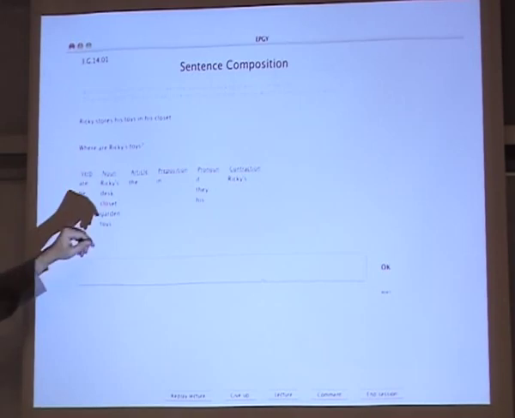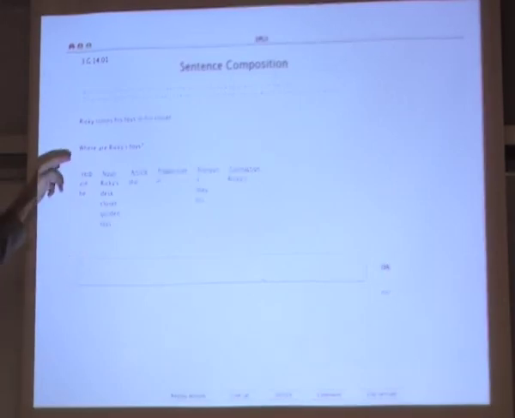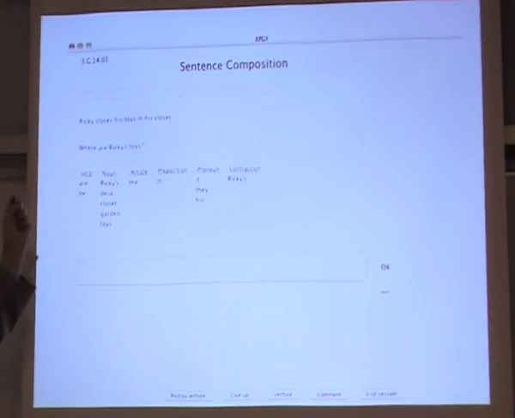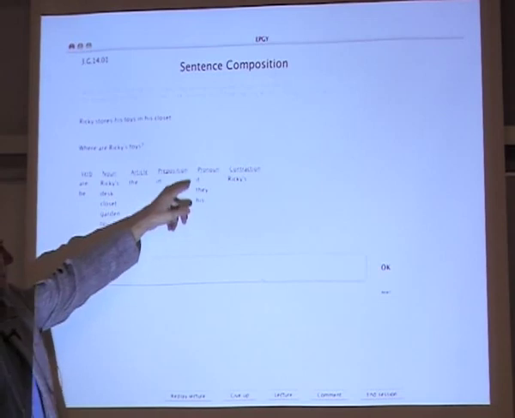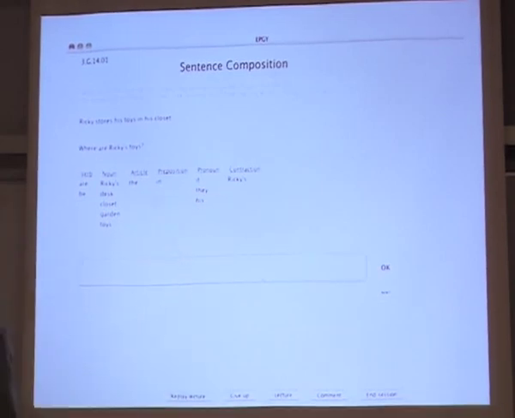Ricky stores his toys in his closet, and the question we ask the student to answer is, where are Ricky's toys? This is not a question about intelligence. This is just to see if they can use the grammar right. And they have a couple of verbs, are and be, some nouns, Ricky's, desk, closet, an article the, preposition in, a couple of pronouns, and a contraction Ricky's, like Ricky's going to the store, where it's Ricky apostrophe S for the B.